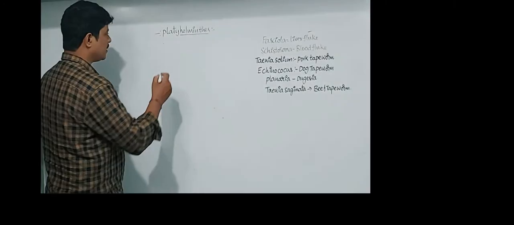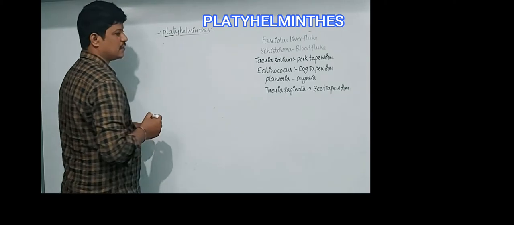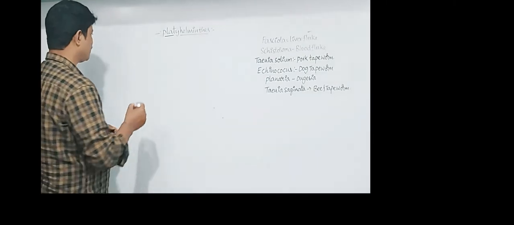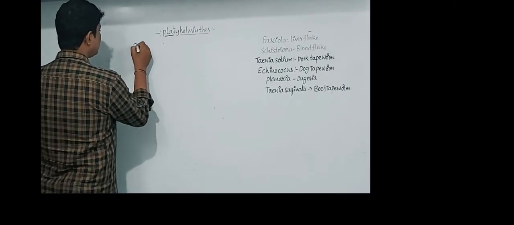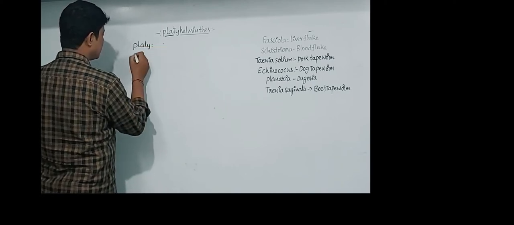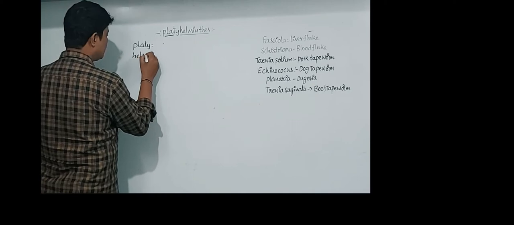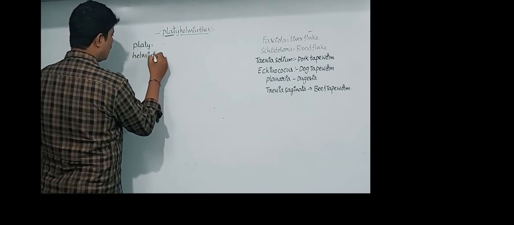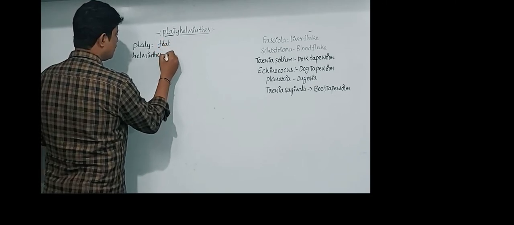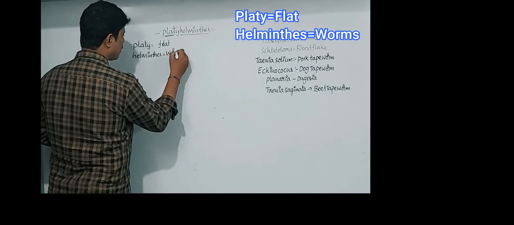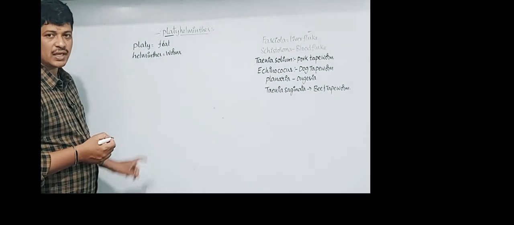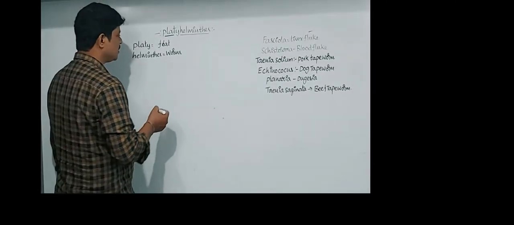In this class, I'm going to explain the general characters of the Platyhelminthes animals. The term Platyhelminthes is derived from two Latin words: platy and helminthes. Platy means flat, helminthes means worms. So Platyhelminthes means flat worms. So the flat worms come under this phylum, that is Platyhelminthes.